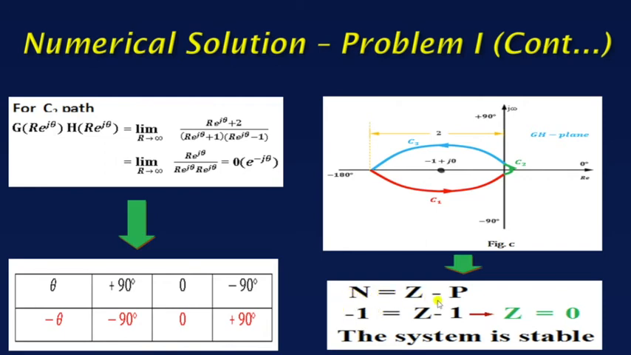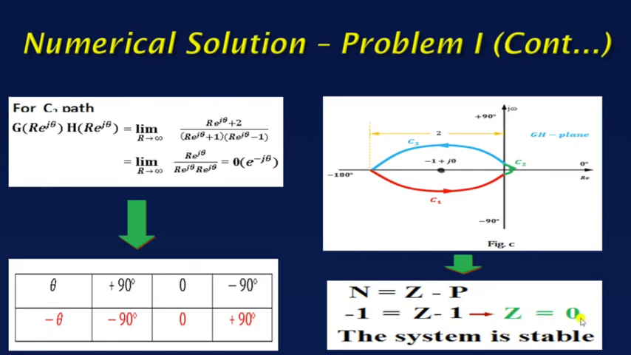So we know that the equation is N equal to Z minus P. And here one right hand side open loop pole exists. That means P equal to 1. Then we get Z equal to 0. So the system is a stable system.